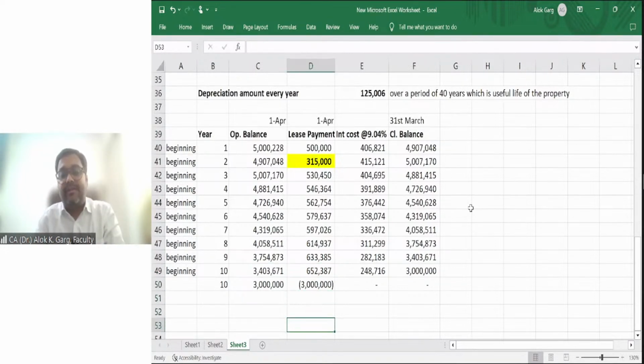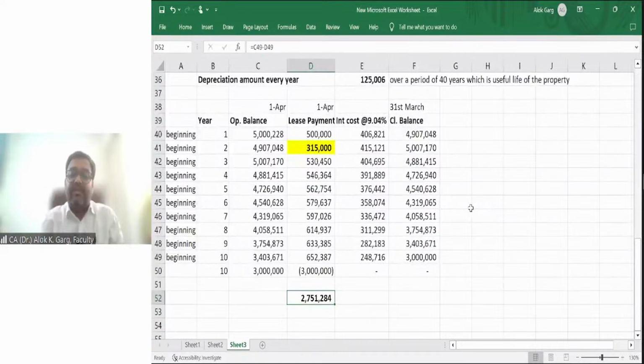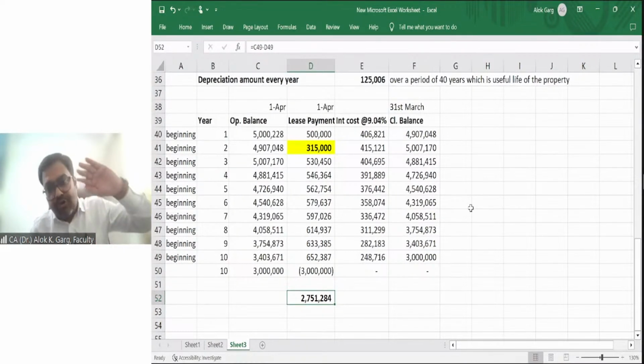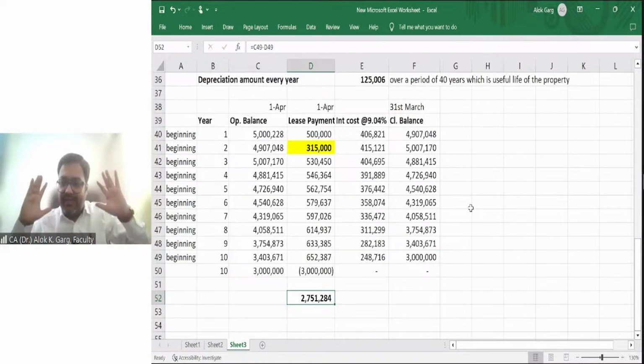So if you deduct 34 lakh minus 6 lakh 52,000, Abdul, what is the outstanding liability on the 1st April of the 10th year? What is the outstanding liability? 27 lakh 51,000. 27 lakh 51,000 was the outstanding liability. On the 1st April of the 10th year, you have paid all the lease payments. On the first day of the 10th year, your outstanding liability is 27 lakh 51,284.